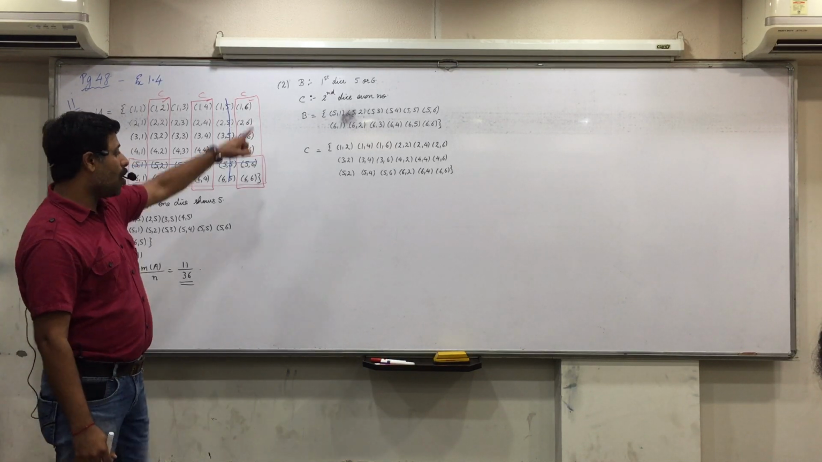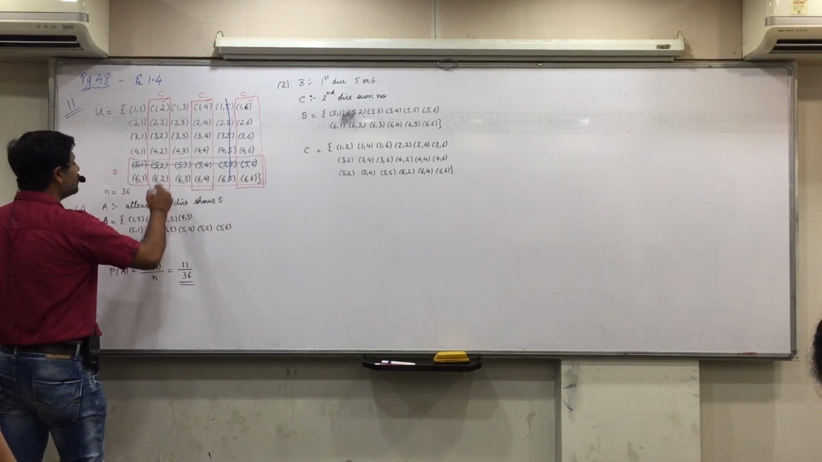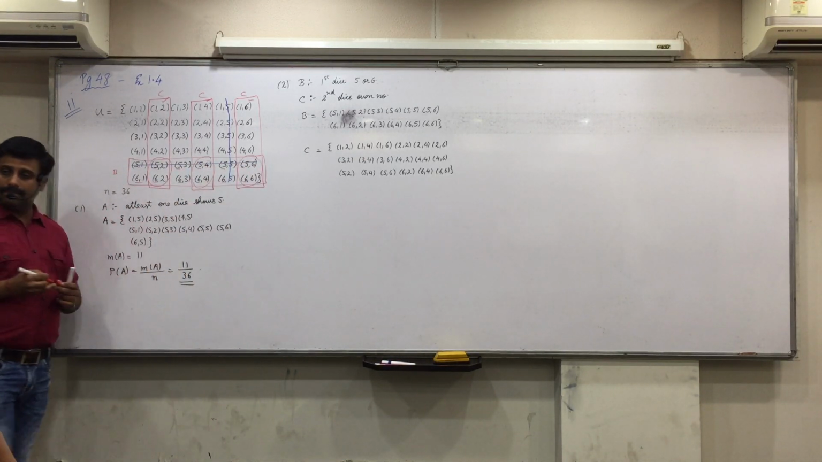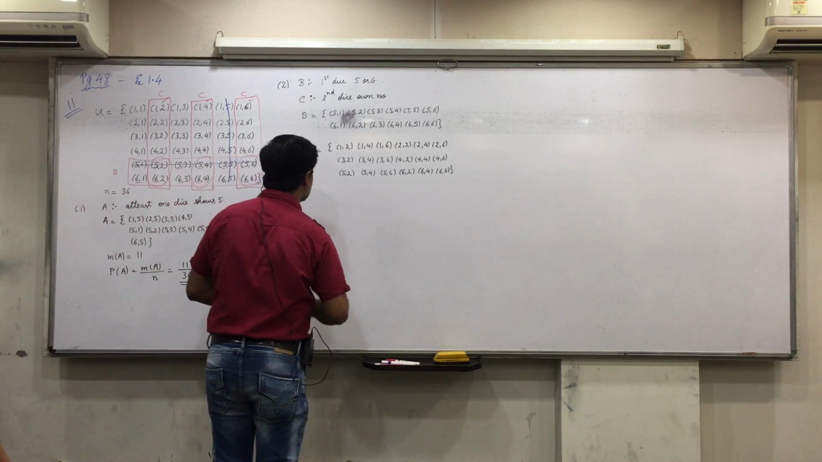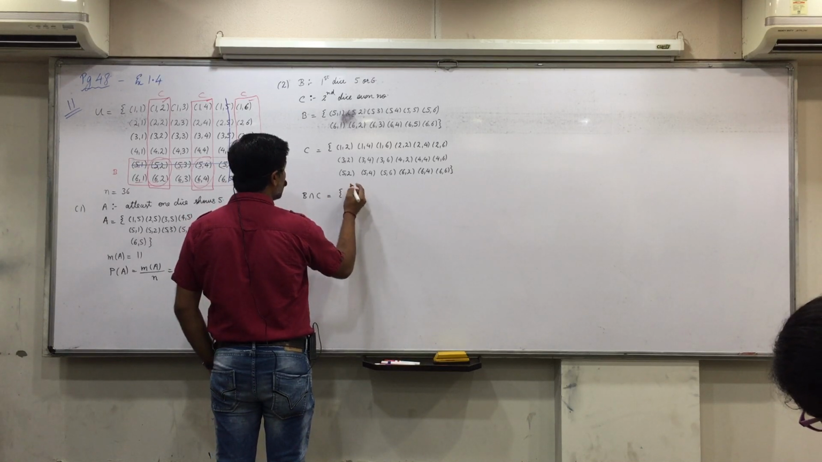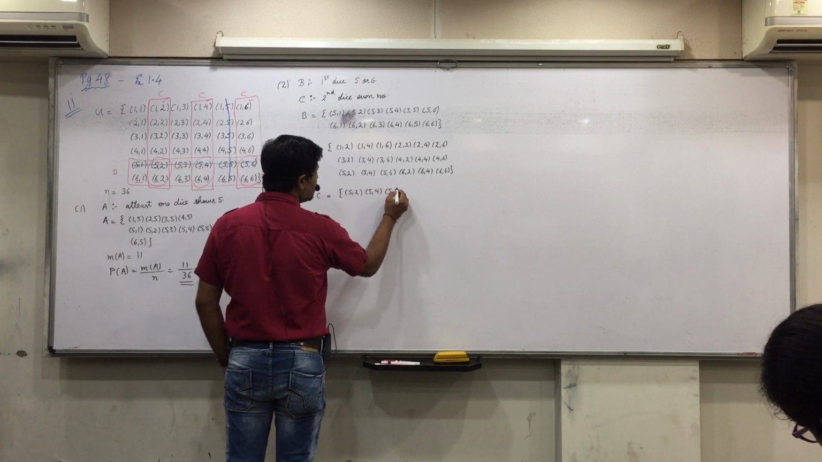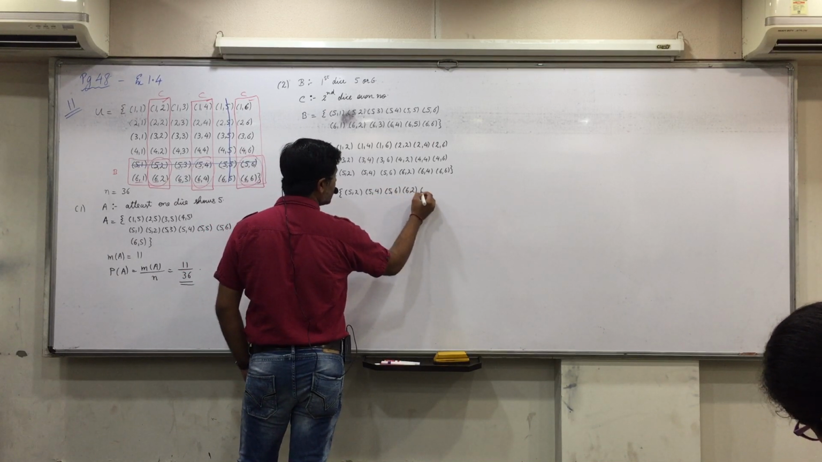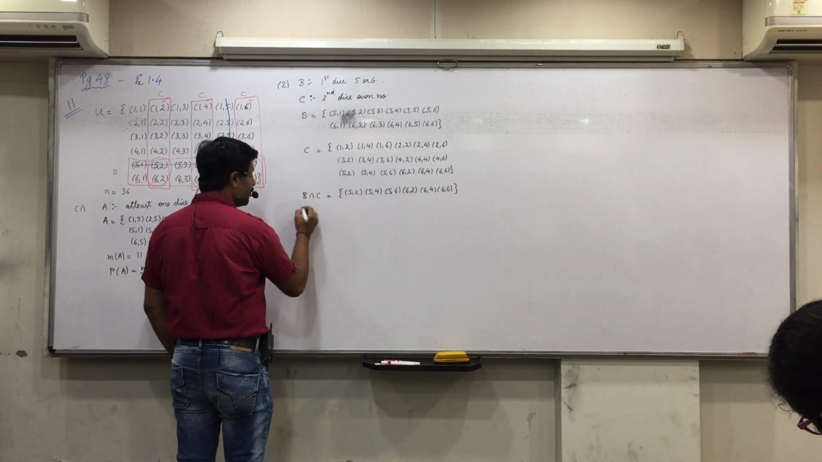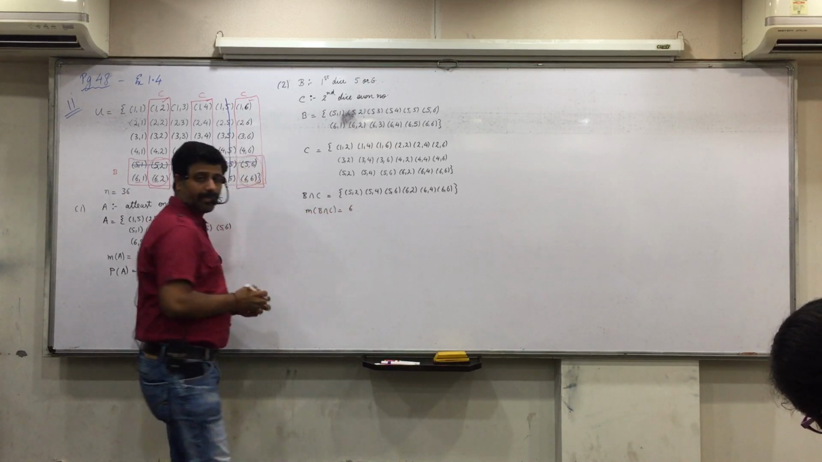Now, how do you find B intersection C? B and C. What is common in B and C? Here itself we can see. Common in B and C are these numbers. So B intersection C, which is common: 5 2, 5 4, 5 6, and 6 2, 6 4, 6 6. The last row is common in both. So n of B intersection C equals 6.